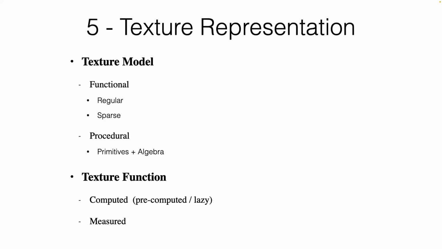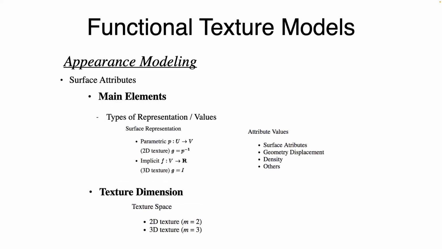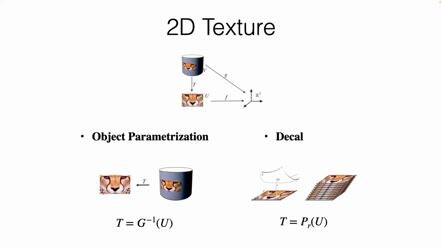And then for this first part, the functional texture model, we are going to do a Peirce model. And the main elements, as we mentioned before, are the surface representation that can be parametric or implicit, the attribute values, and the texture dimension, right? And here are two examples. For 2D texture, we have our graph, we have the object, the cylinder, we have the texture, and you have the attributes that are colors, right?